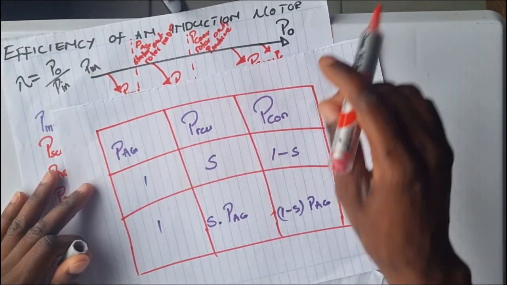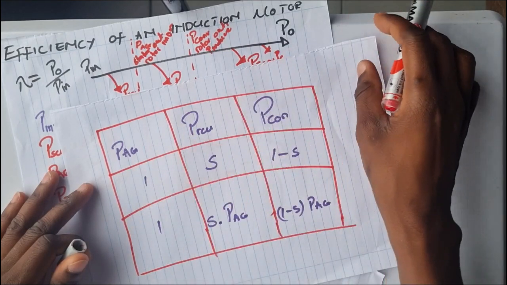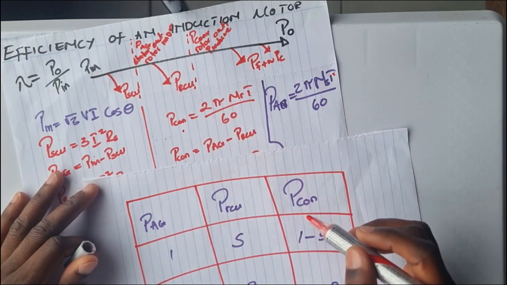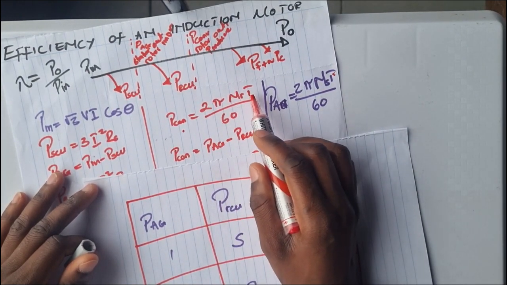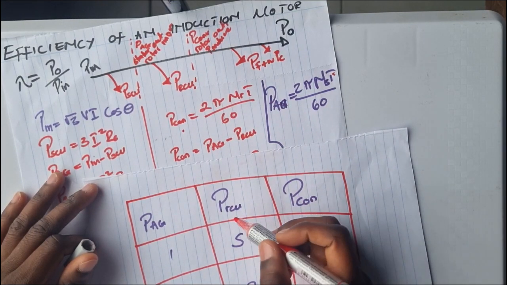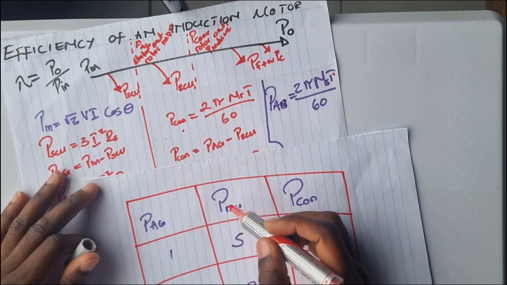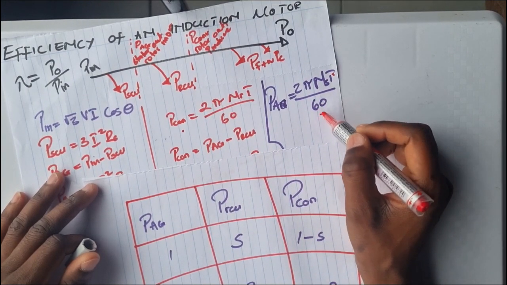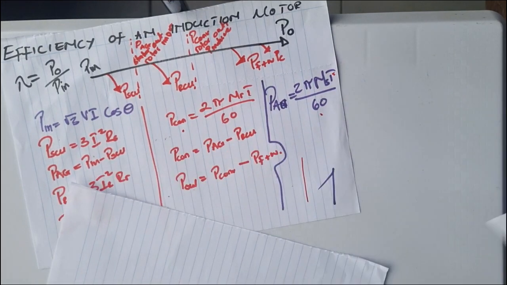We have been given the slip. If we can get PAG, we can use this formula to calculate the torque. If we can get PConv, then we can use this formula to calculate the torque. But it's usually easy to calculate the rotor copper losses. After we've calculated the rotor copper losses and we have the slip, we can get PAG and then use this formula to calculate the torque. So now let's get on.